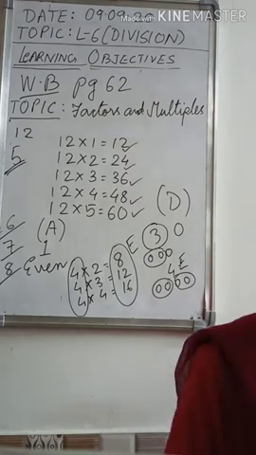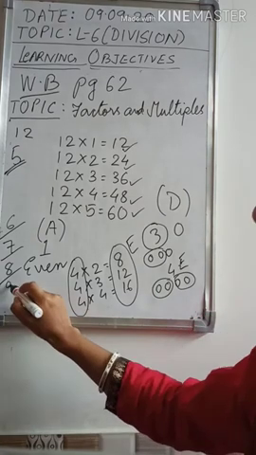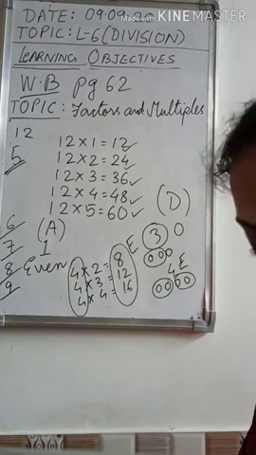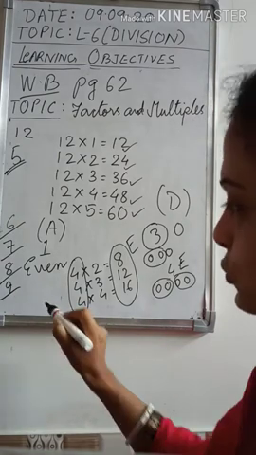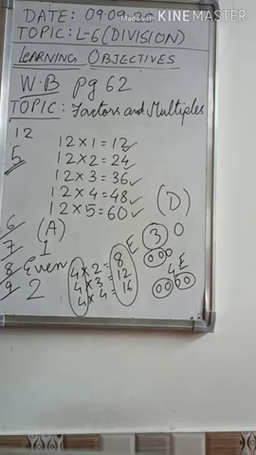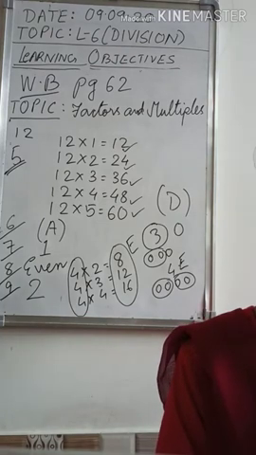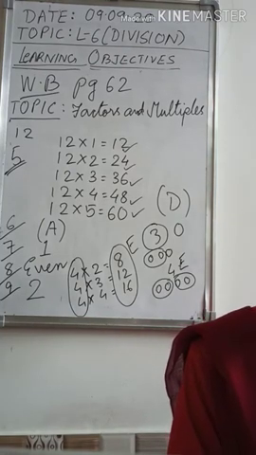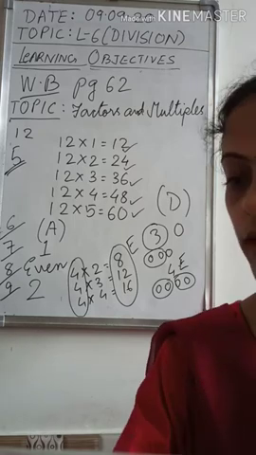Number 9. Dash is the smallest prime number. Which is the smallest prime number? The smallest prime number is 2. Because 1 is not a prime number, the smallest prime number will be 2. Okay, I am erasing it.